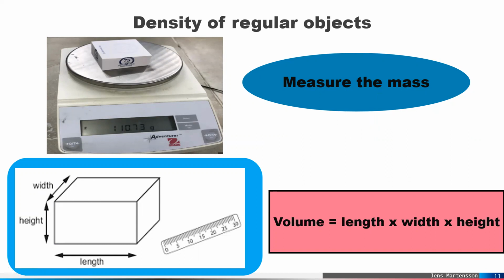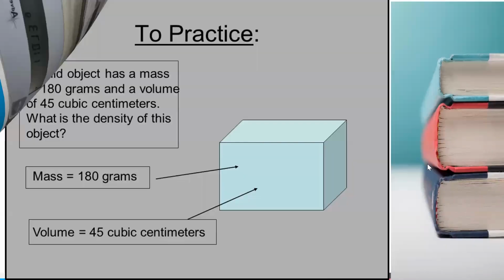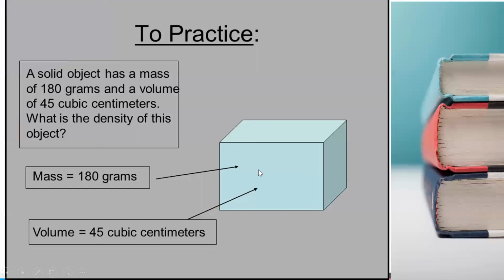For the second mark, you should refer to how you can calculate the volume of this object. Because the object is regular, it's simple to measure its length, width and height and then multiply them together, so you will get the volume of this object. So congratulations, guys, you have the mass and you have the volume. It's simple to calculate the density of this cuboid.